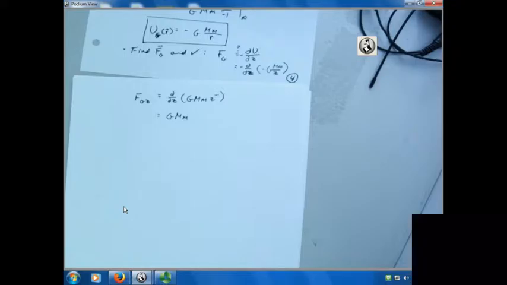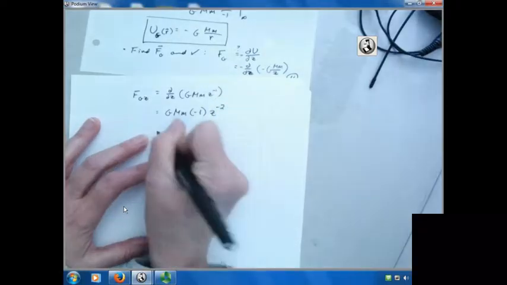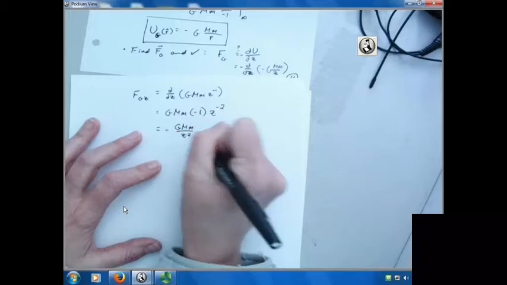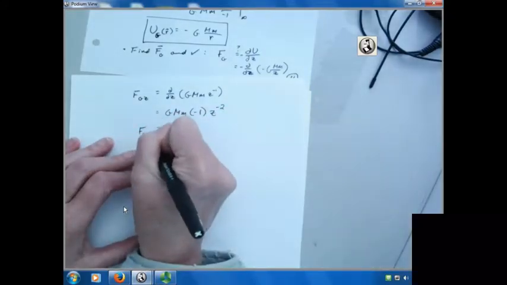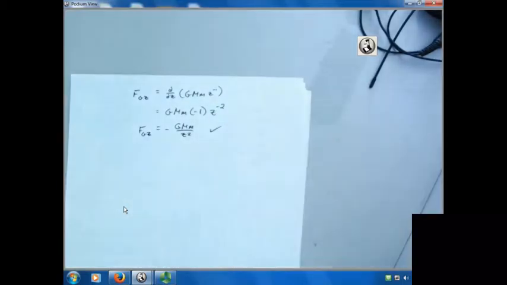Times minus 1. Times negative 1, very good. Times z to the negative 2. Times z to the minus 2, very good. All right. Over z squared, which is the same thing. So I come back to my original expression, and it does indeed check out. All right, so good enough. Let's be done with that.